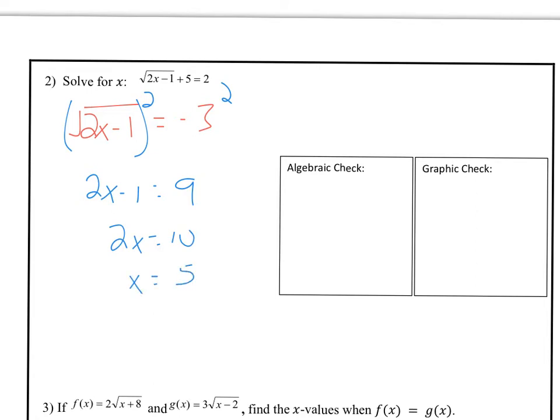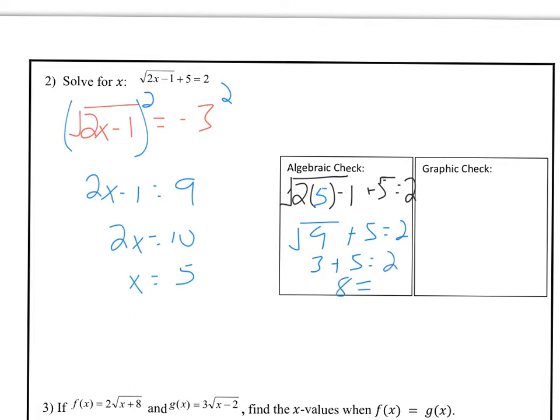That's that. So the algebraic check, let's try it. So square root of 2 times something minus 1, plus 5 equals 2. And that number that we're plugging in there is 5. So what is 2 times 5? That's 10. 10 minus 1 inside here is 9. So it becomes square root of 9 plus 5 equals 2. And that's right, 3 plus 5 equals 2. Or maybe it doesn't.